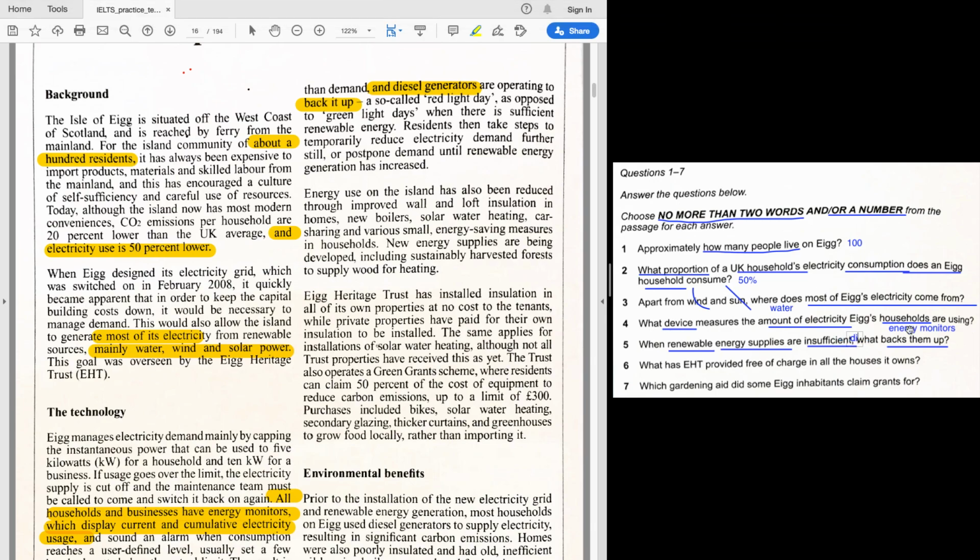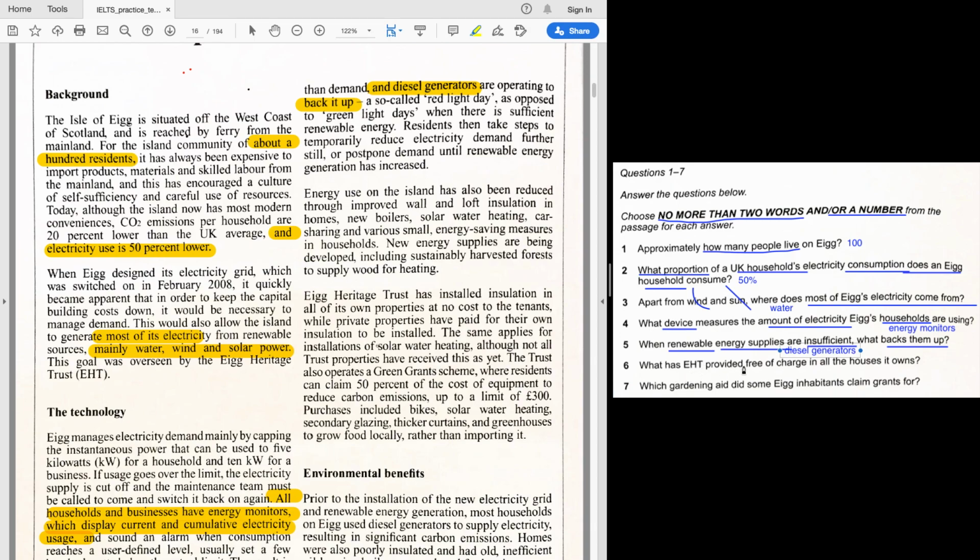Diesel generators. Perfect. Let's make sure that we have it spelled correctly. Spelling is super important on the IELTS test. Diesel generators. You mess up one letter, you lose an answer.